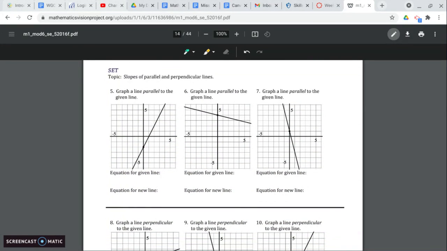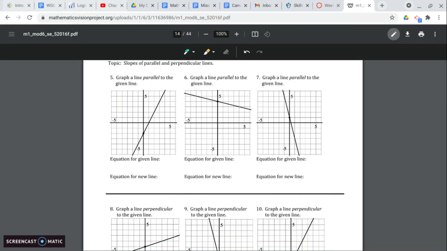All right, for the next part, number 5, we're looking at slopes of parallel and perpendicular lines. On number 5, it says graph a line that's parallel to the given line. First and foremost, let's figure out what the actual line is that we have. Our slope looks like we're going up 2 over 1, so y equals 2x. Our y-intercept is right here at -2. So the equation for the given line is y equals 2x minus 2.